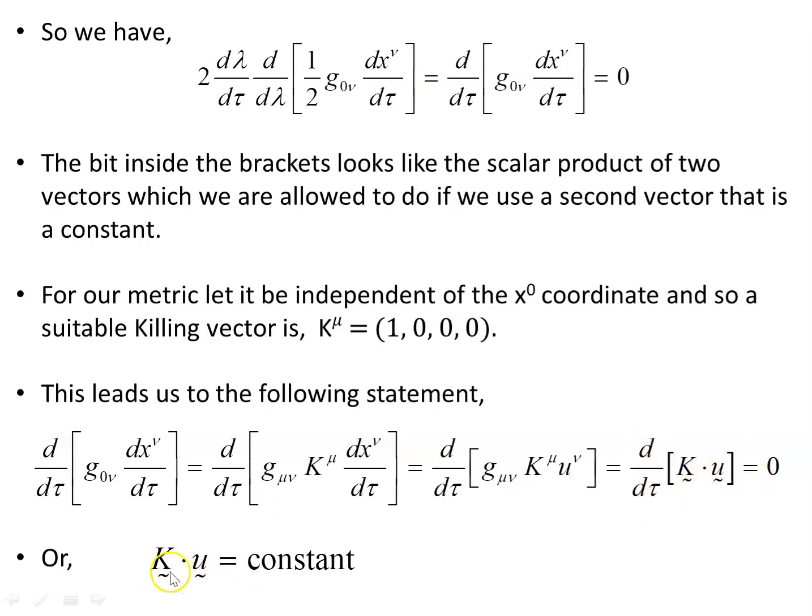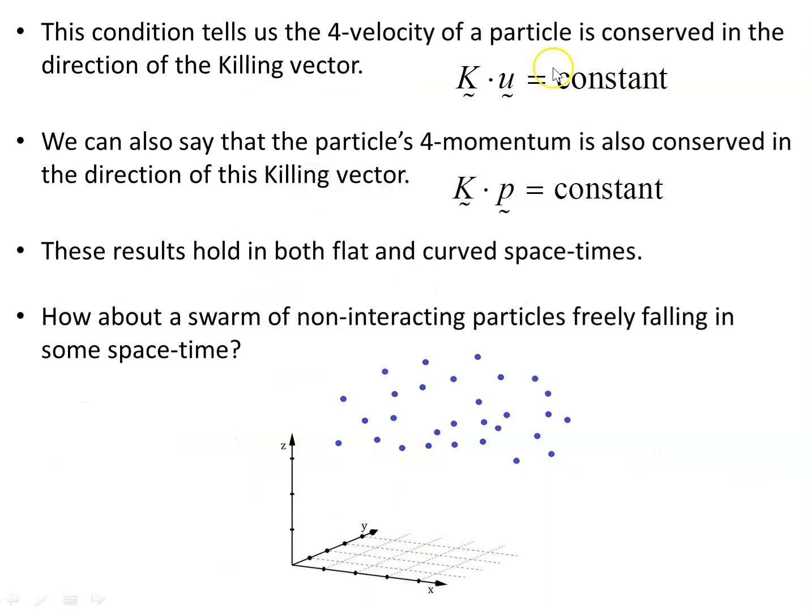Well, that tells us that k dot u is constant. Okay, u is the four-velocity of the object, k is the Killing vector. This gives us a constant quantity. The derivative with respect to proper time d tau of that is 0. It means that this object in here must be a constant. So k dot u, the four-velocity, is constant. In other words, the four-velocity of the object is conserved in the direction of the Killing vector. So this condition tells us the four-velocity of a particle is conserved in the direction of the Killing vector. k dot u is constant.